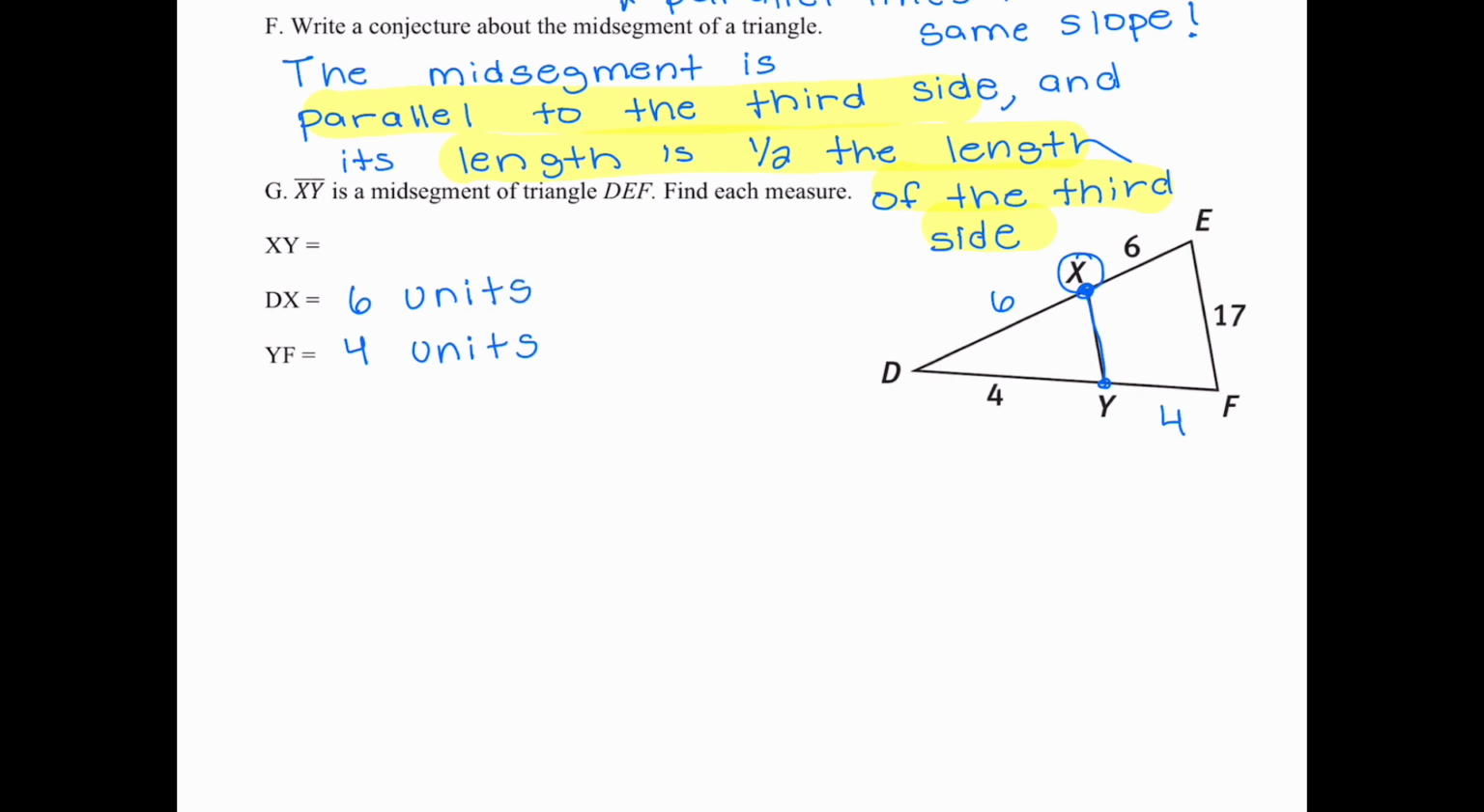And then according to our conjecture about midsegments, the length of the midsegment is half the length of the third side. So in order to find the length of XY, I have to divide 17 by 2. And that will get me 8.5 units.